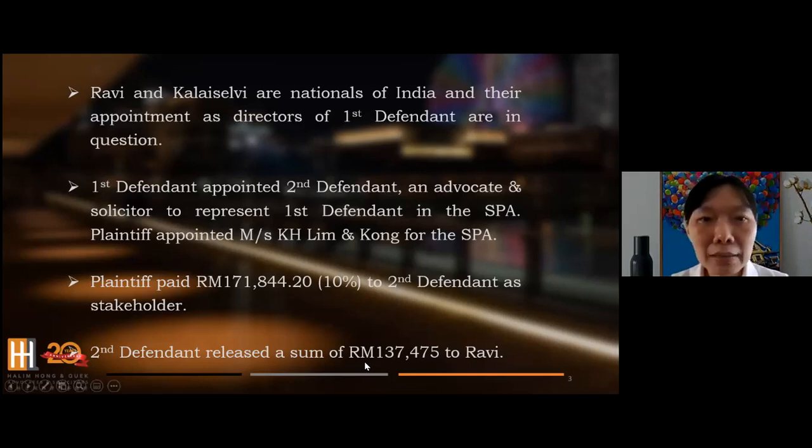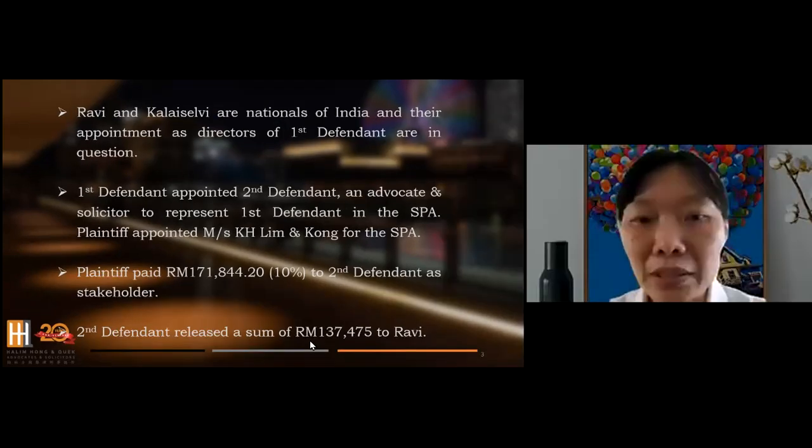These two directors of the first defendant, Ravi and Kalai Selvi, are citizens of India, and their appointment was in question, which we will go into in detail later. The first defendant appointed the second defendant, a lawyer, to represent it in the sale and purchase. Meanwhile, the plaintiff also appointed its own lawyer, Messrs. K. Lim and Kong, for the SPA. So both parties were represented.